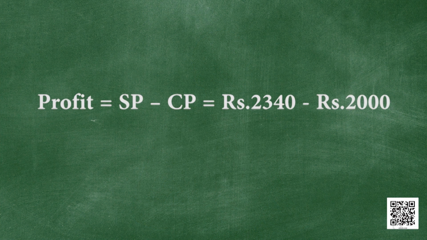To find out profit percentage, let's find the profit. So, profit is equal to selling price minus cost price, which is equal to rupees 2340 minus rupees 2000, which is equal to rupees 340. The shopkeeper made a profit of rupees 340 on rupees 2000.